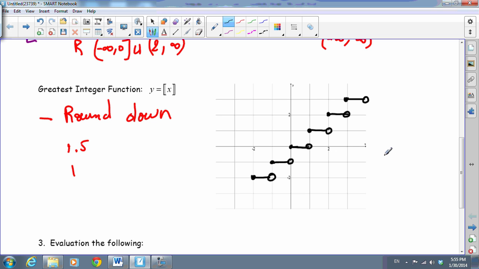Let's talk about the domain of this. Obviously, it's defined everywhere. It's from negative infinity to infinity. But the range is important. The range will only be integers.